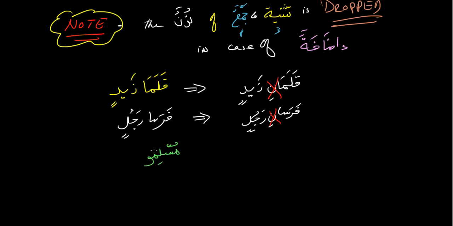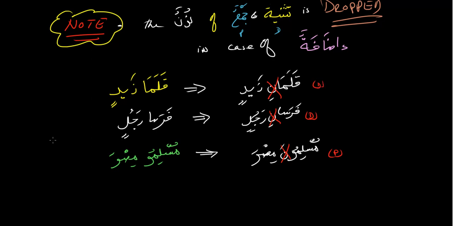Muslimu misra. This was muslimuna misra, a munsarif of misra, in the mudaf ilayh construction. But this noon was dropped off. This is the plural form, right? Farasani was the dual form, but the noon was dropped.